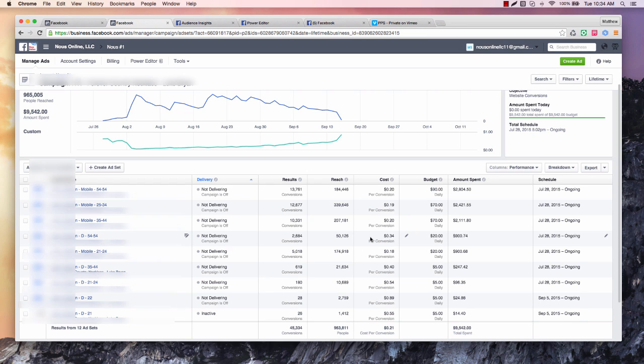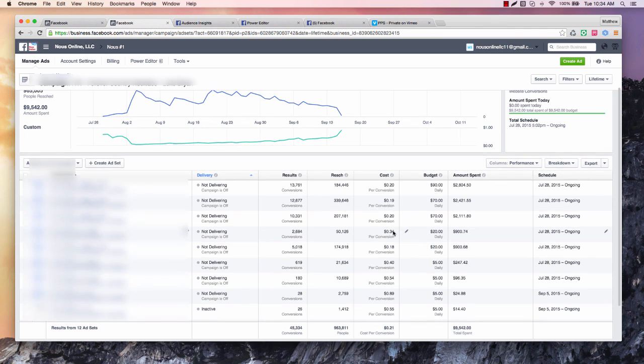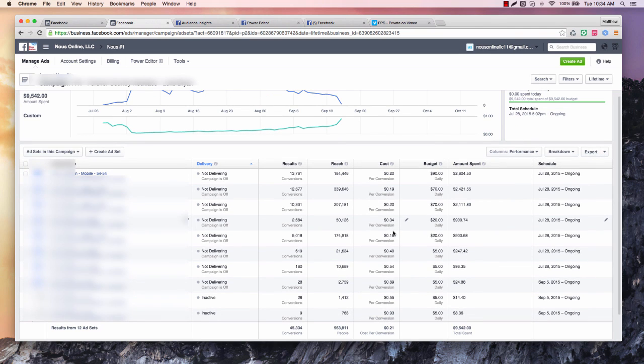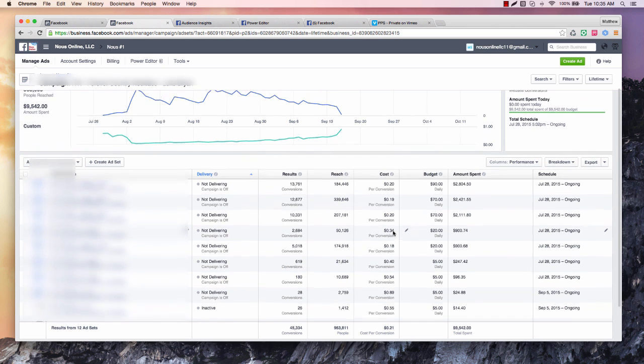So you can see that we had tons of traffic going to these guys. The conversions were great. This necklace did very, very well for us. That's all I can say. So we ended up killing it because it wasn't reaching as many people.